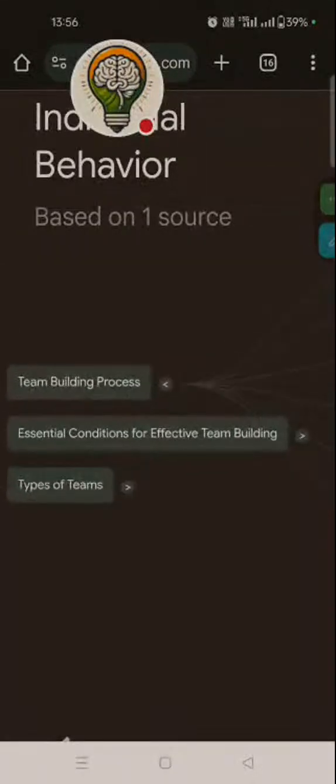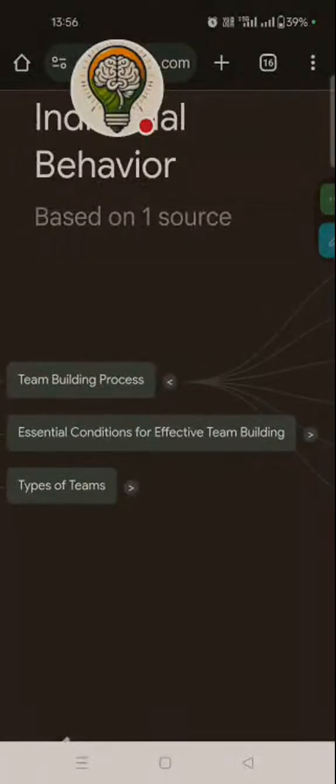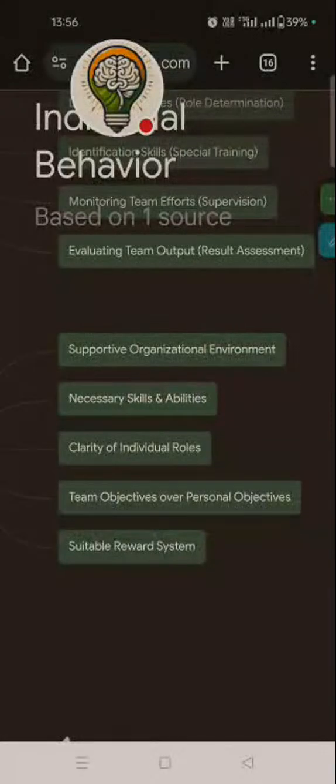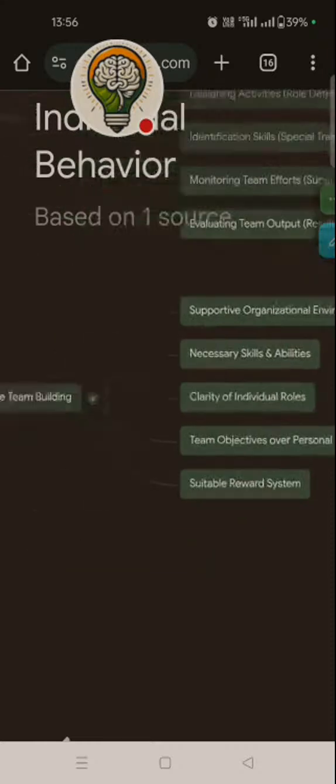Then come the essential conditions for effective team building. So the supporting organizational environment, necessary skills and abilities, clarity of individual role, team objective over personal objective, and a suitable reward system.